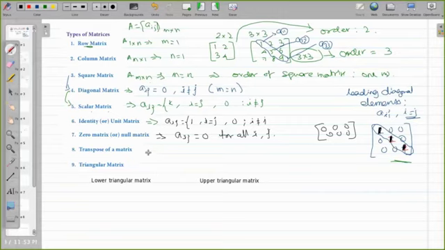Now transpose of a matrix, children. Transpose of a matrix means interchange of the rows and columns. If I take that matrix A as 1, 2, 3, 4, 5, 6, the transpose of this is nothing but the row 1, 2 becomes a column, the row 3, 4 becomes a column, the row 5, 6 becomes a column. Now you can see that it's actually 3 rows, 2 columns. Then this becomes 2 rows, 3 columns. You understand, children? 3 rows, 2 columns, changed to 2 rows, 3 columns.